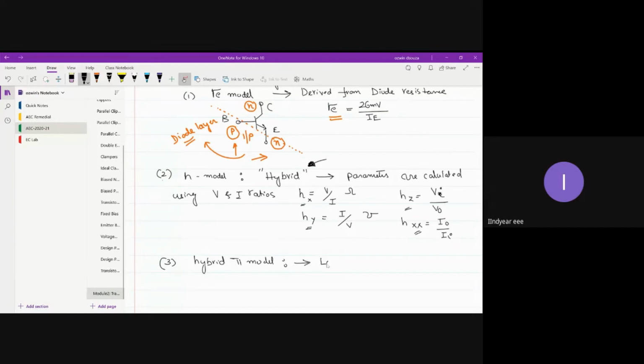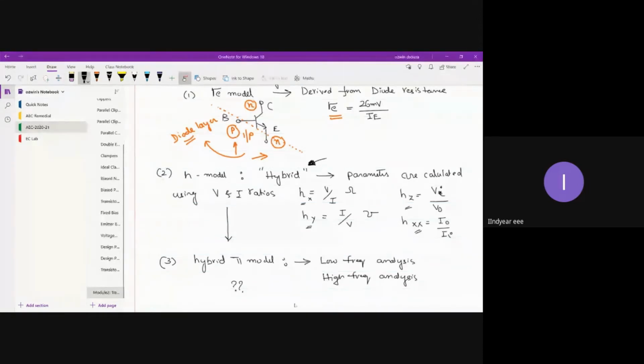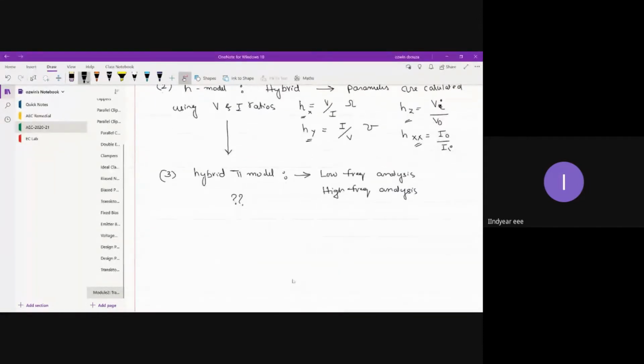Hybrid pi model. As I was mentioning, this hybrid pi model is used for low frequency analysis as well as high frequency analysis. So how to develop this hybrid parameter? You don't have to worry, very simple, because this hybrid pi model will be derived from your conventional hybrid model or H model. Okay, in sequence, let us study about the hybrid model.